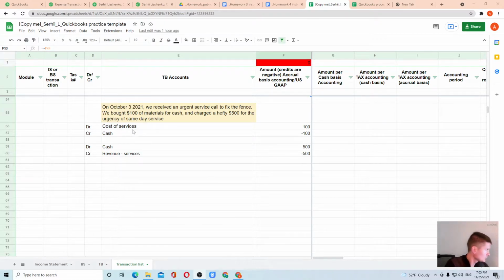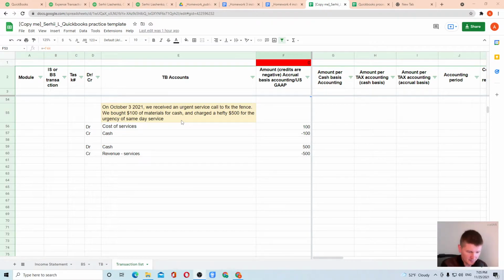Okay, so what do we have today? On October 3rd, 2021, we received an urgent service call from the customer to fix their fence. We bought $100 of materials for cash and charged a hefty $500 for the urgency of the same day service.